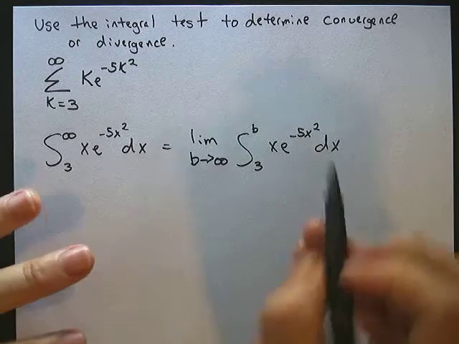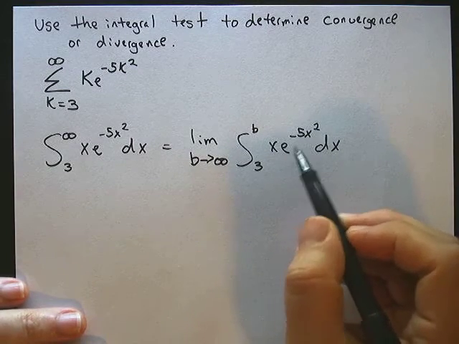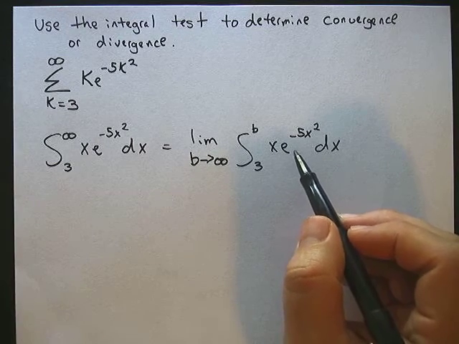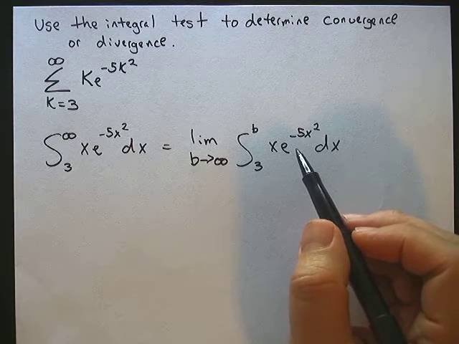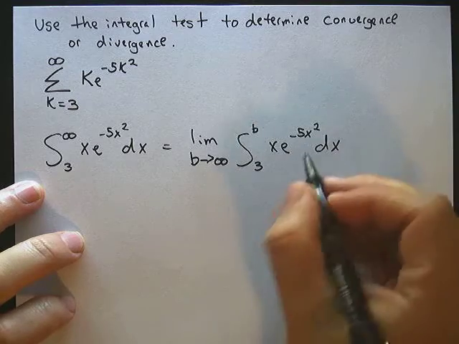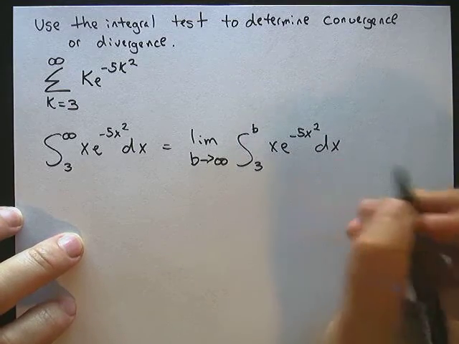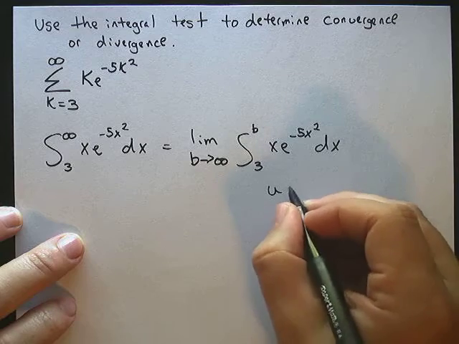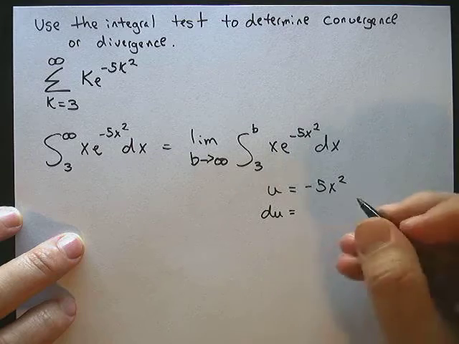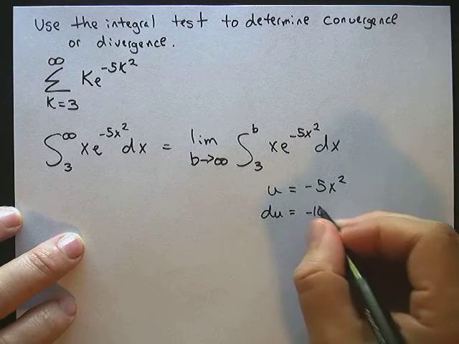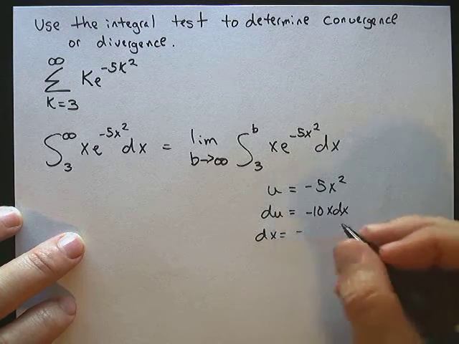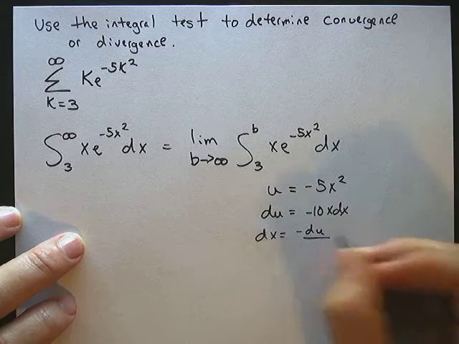All right, so in order to solve this integral, you may notice that the e has the exponent, and when you have a natural exponential, if you can get it in the form e to the u, then the antiderivative is still e to the u, so that'll be a pretty easy integral to solve. So let's try to sub in and make this exponent just u. If we make u equal to negative 5x squared, then du will be equal to negative 10x dx, which means that dx is equal to negative du over 10x.